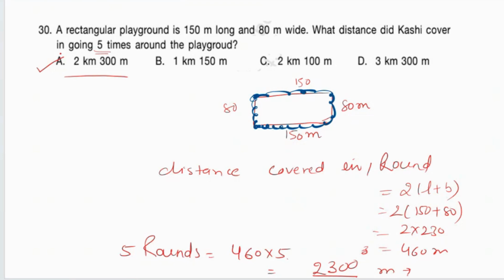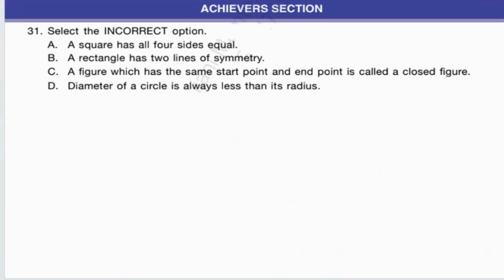Okay, by this we have completed our 3 sections, which were logical reasoning, mathematical reasoning, and everyday mathematics. Now I'm coming to my main important section, that is the achiever section. And only in this section we have to understand carefully what they are talking about. Select the incorrect option. They are asking for the incorrect.